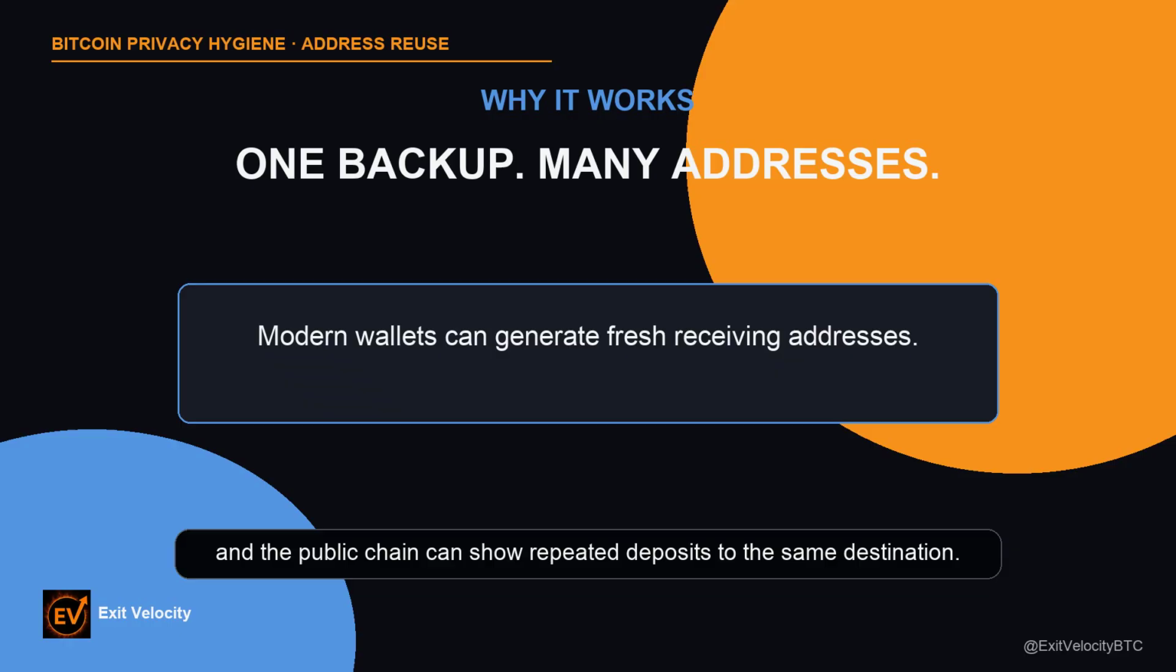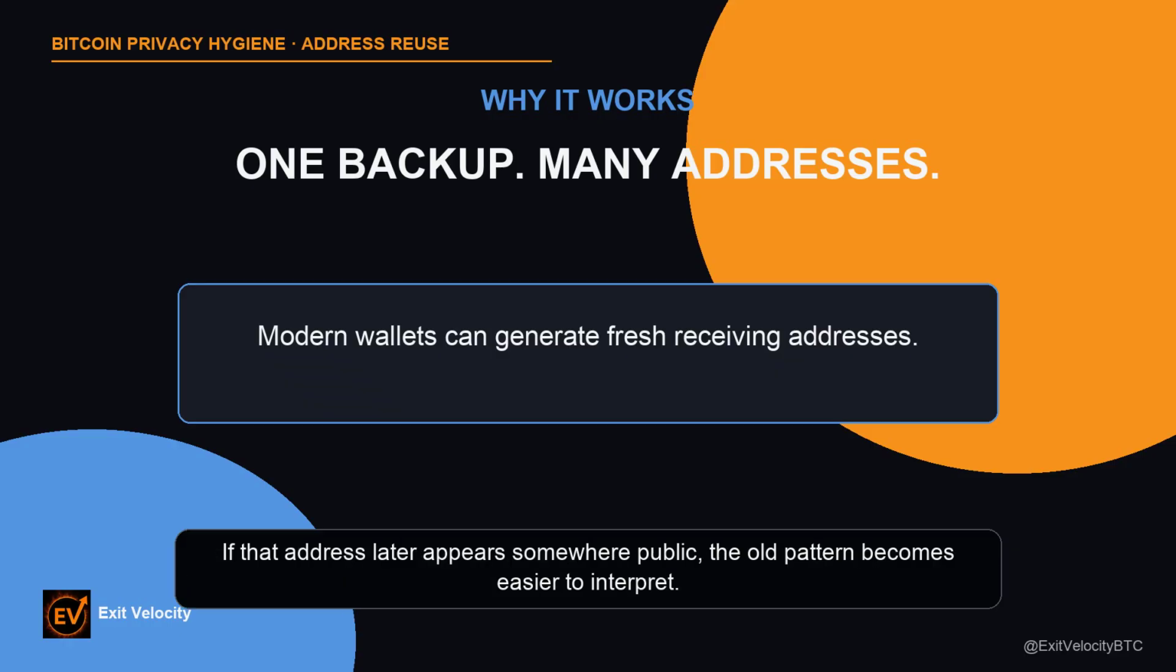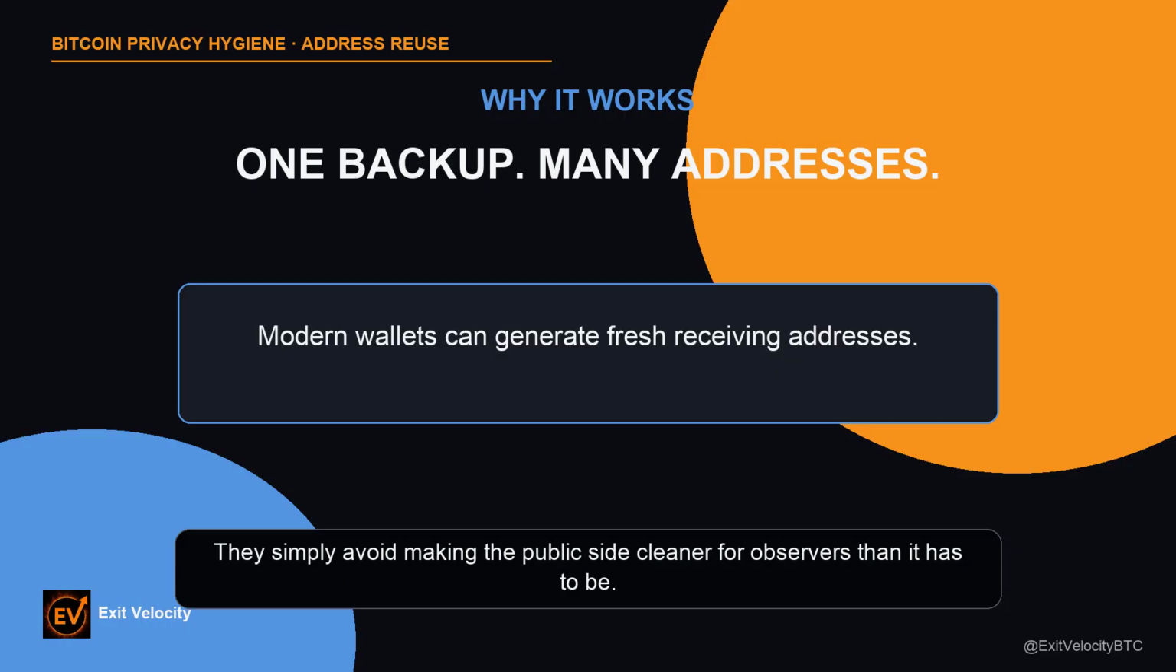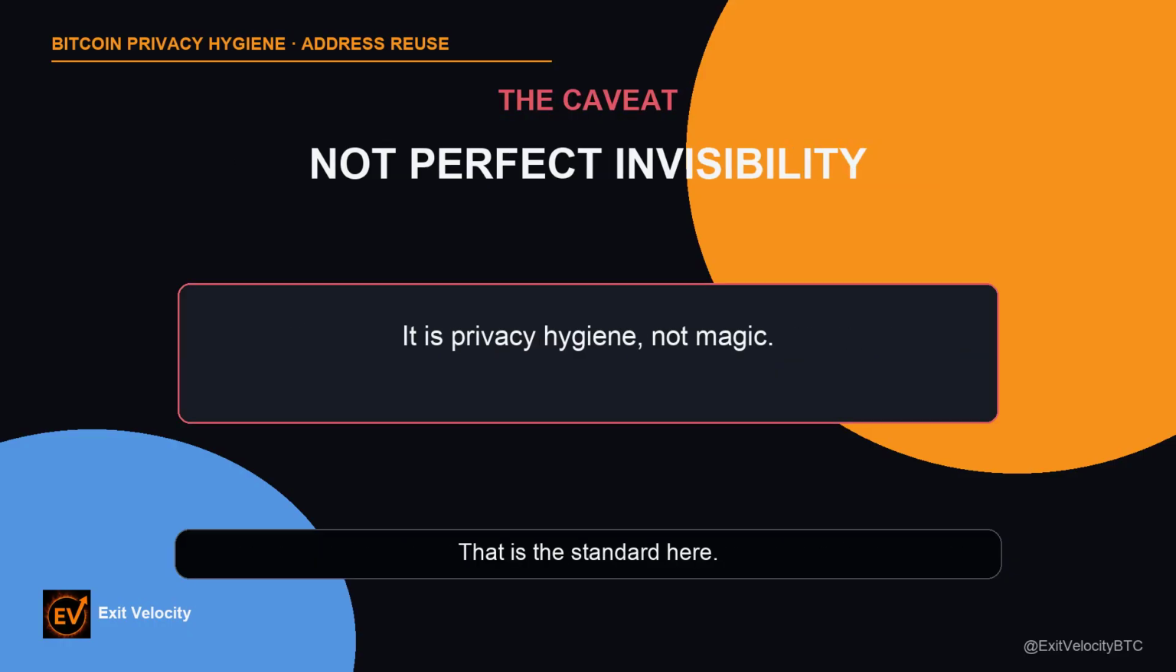Wallet labels help future you remember context. Coin control helps you decide which coins to spend. Change outputs explain what comes back after a spend. Address reuse is the receiving side habit. It is the front door. If you make the front door messy, everything after it gets harder.